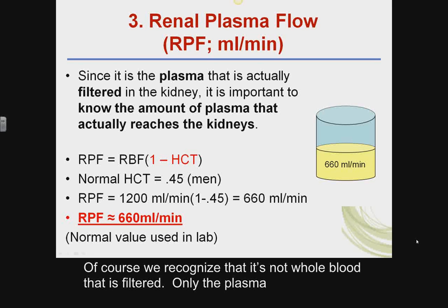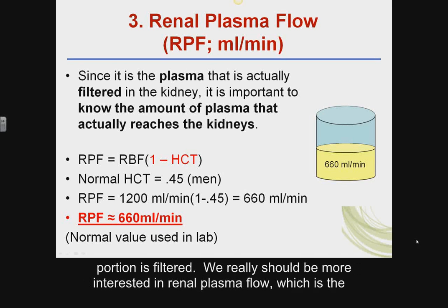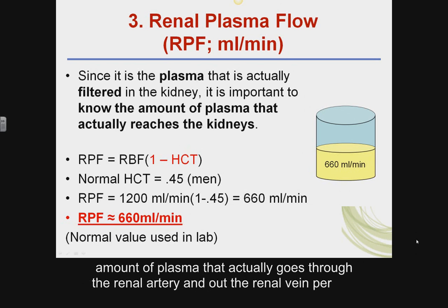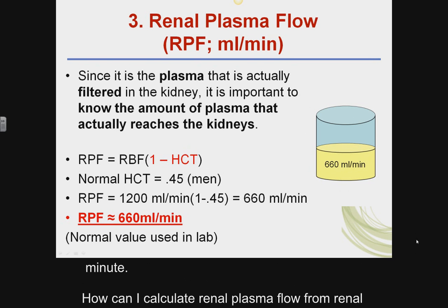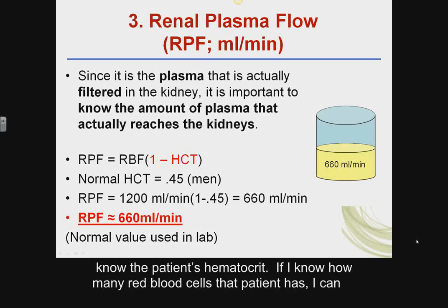Of course, we recognize that it's not whole blood that is filtered. Only the plasma portion is filtered. We really should be more interested in renal plasma flow, which is the amount of plasma that actually goes through the renal artery and out the renal vein per minute. How can I calculate renal plasma flow from renal blood flow? I would need to know the patient's hematocrit.